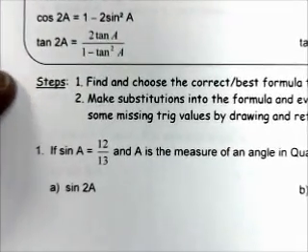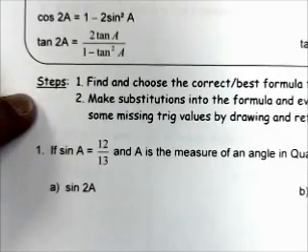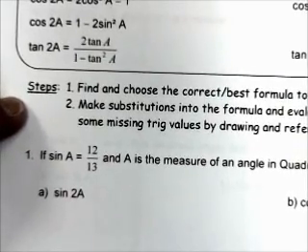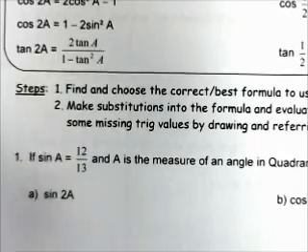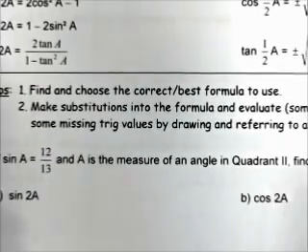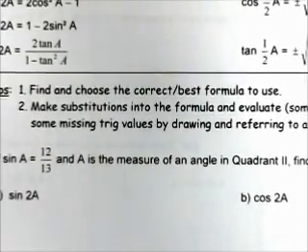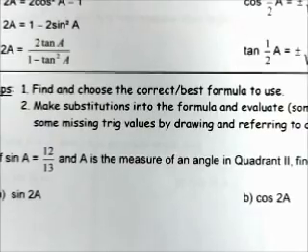So our steps are to find and choose the correct or best formula to use, make substitutions into the formula, and evaluate. Sometimes we'll have to find some missing trig values by drawing and referring to a right triangle.